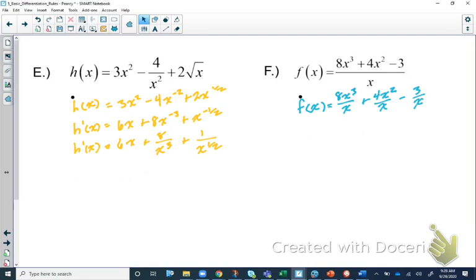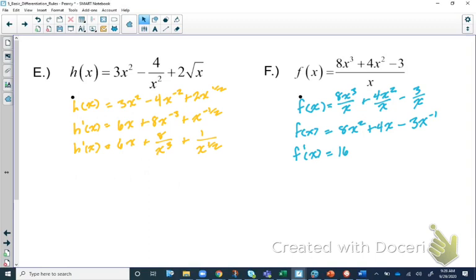So we're going to say the first term would be 8x squared. We want to simplify it if we can before we do the derivative, plus 4x. And the last one doesn't simplify, so I'm going to just write it as minus 3x to the negative 1 power with my properties of exponents. And now I can use my power rule to start taking the derivative.